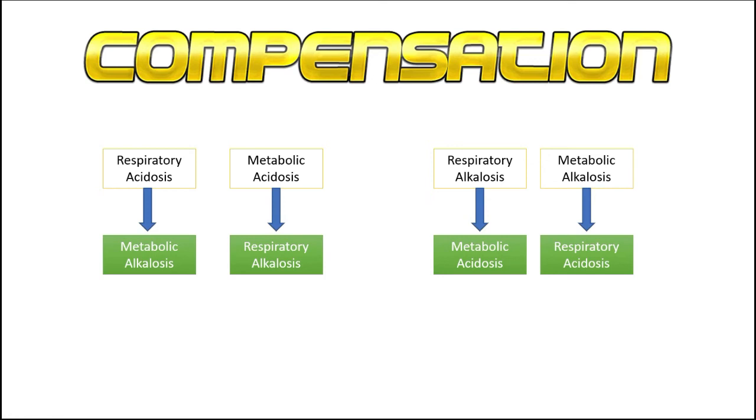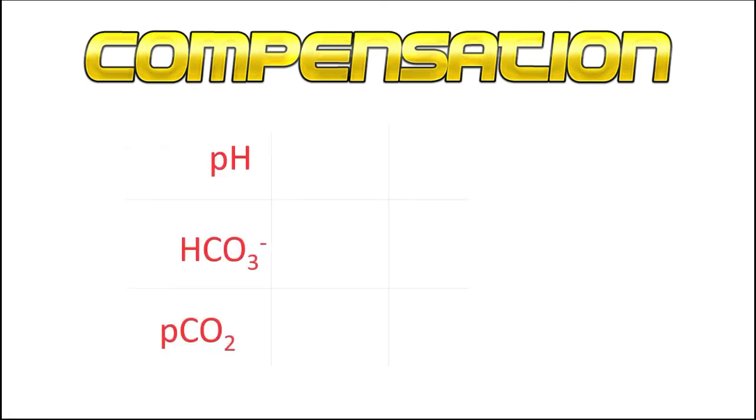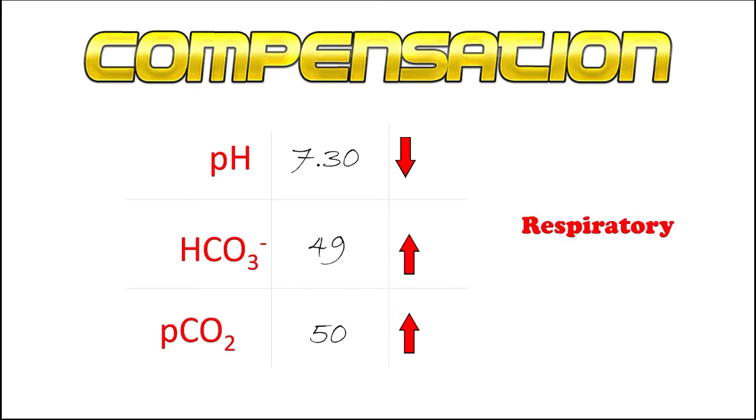Let's try to understand this in detail with a few scenarios. pH of 7.30, bicarbonate of 49, and PCO2 of 50. pH is low, bicarbonate is high, and PCO2 is also high. Applying the rule of B here, pH and bicarbonate are in opposite directions. Hence, the cause for imbalance is respiratory. pH is low and hence acidosis.